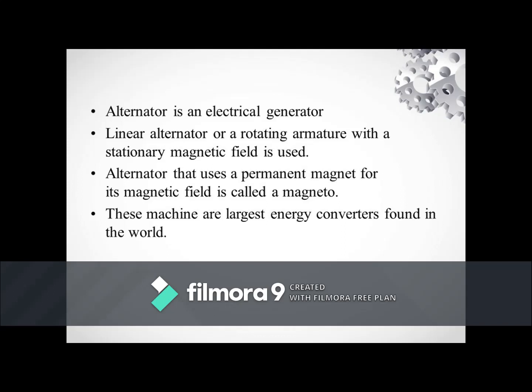In principle, any AC electrical generator can be called an alternator, but usually the term refers to small rotating machines driven by automotive and other internal combustion engines. An alternator that uses a permanent magnet for its magnetic field is called a magneto. These machines are the largest energy converters found in the world.